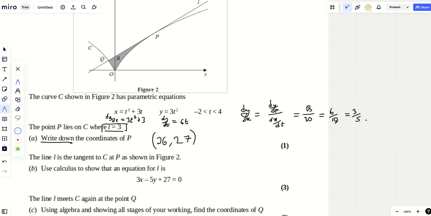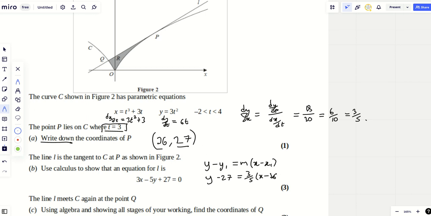Okay, that's the gradient of the tangent. That's the one we want. We're not looking for a normal here. So I can just do y minus y1 is m times x minus x1. Now, what's my y1 here? It's 27. My x1 is 36, because that's the point P. So y minus 27, my m, of course, is 3/5.